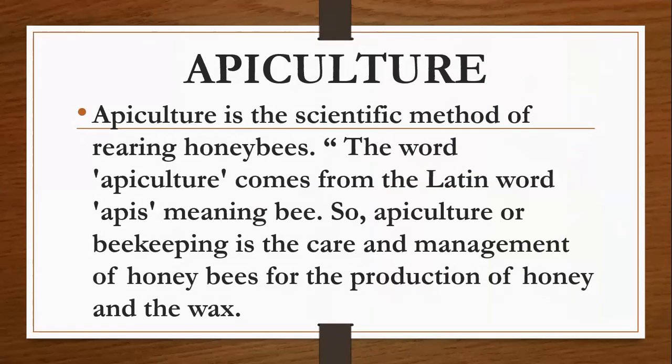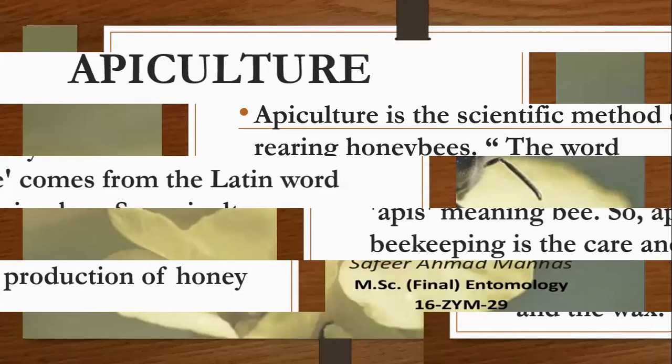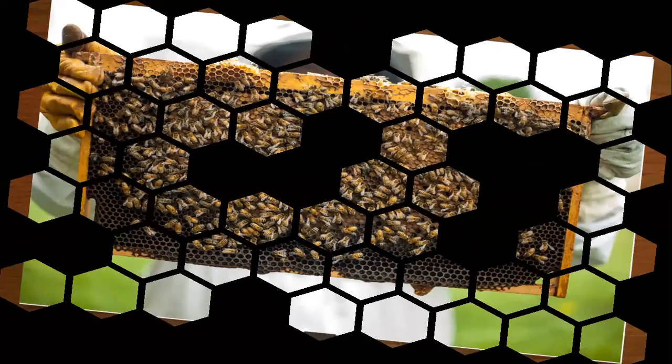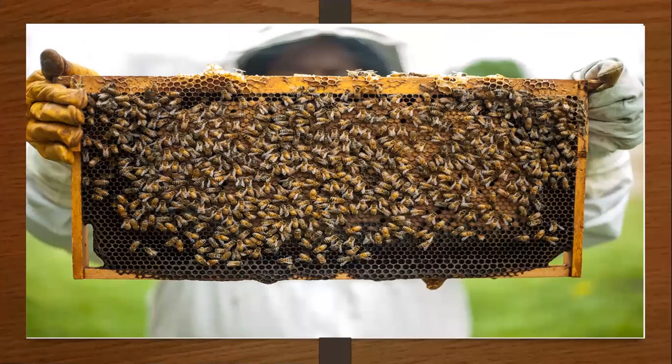This apiculture comes from the Latin word apis, and it means bee. So apiculture or beekeeping is the care and management of honeybees for the production of honey and wax. The process where we are getting honey from the honeybees is called the apiculture process. You can see all the honeybees here where we are going to get it. And there are big stories of honeybees, you know.